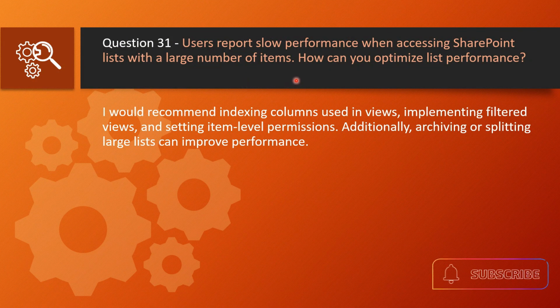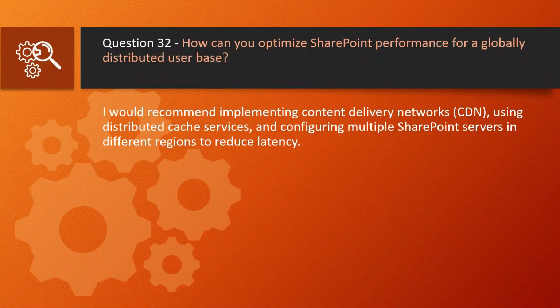Here, a user reports slow performance when accessing a SharePoint list that has a large number of items. So how can we optimize the list performance? For that we need to index the columns that are used in the view, implement filtered views, and set item-level permissions. Additionally, you can archive or split large lists so that it can improve the performance.